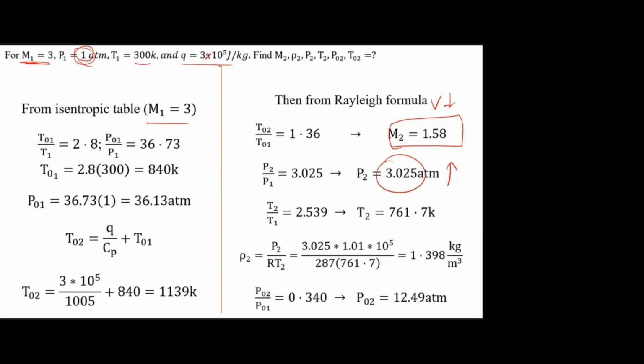Okay, but again here also heat addition, so T0 and T will increase. So T1 is 300, T2 is 761, and T01 is 840, T02 is 1139. So these two increased. Is it clear? Have it changed? Yes, sir. So now we will summarize subsonic and supersonic flow case.